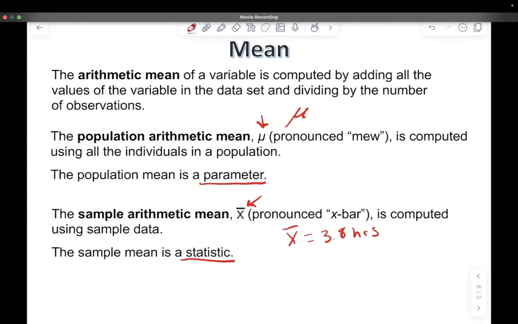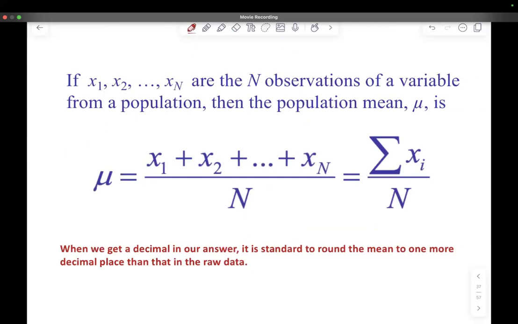Now, when you're using your fancy calculator, your TI-83 or TI-84, it always assumes you have a sample. Therefore, it will give you x-bar, even if you're doing a population. Just ignore it, just go with it, call it good. So yes, this looks really fancy. It looks scary. This symbol right here is a capital sigma. All it means is add them all up.